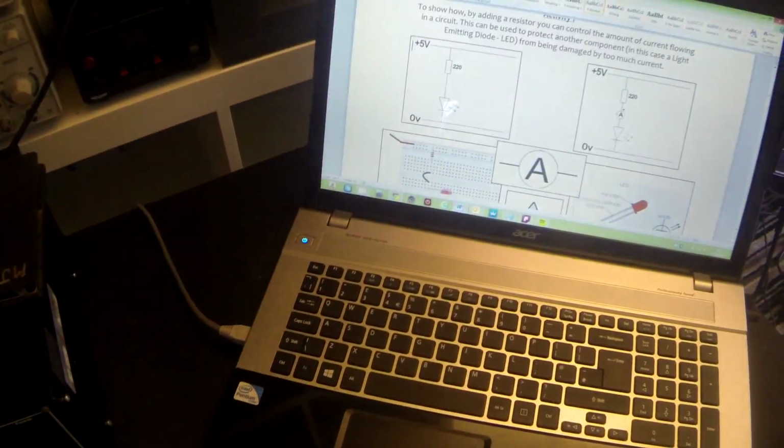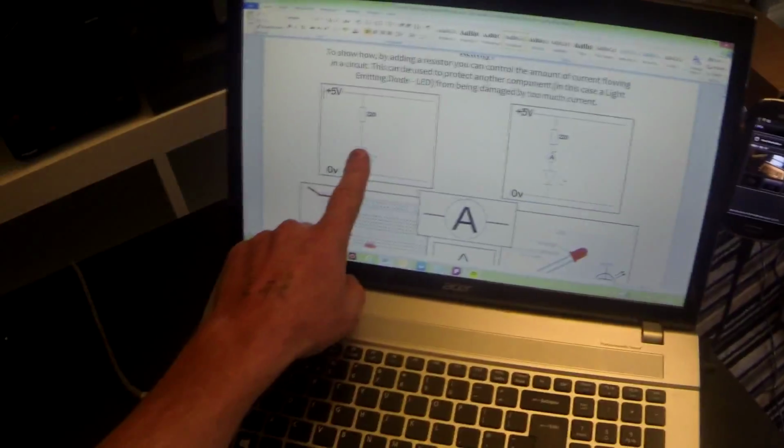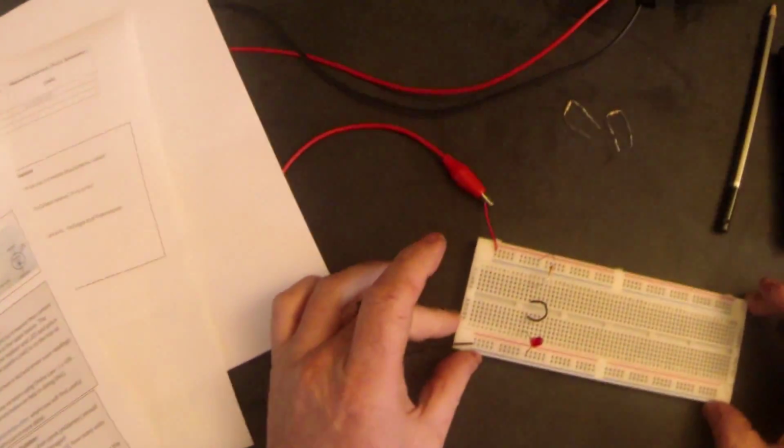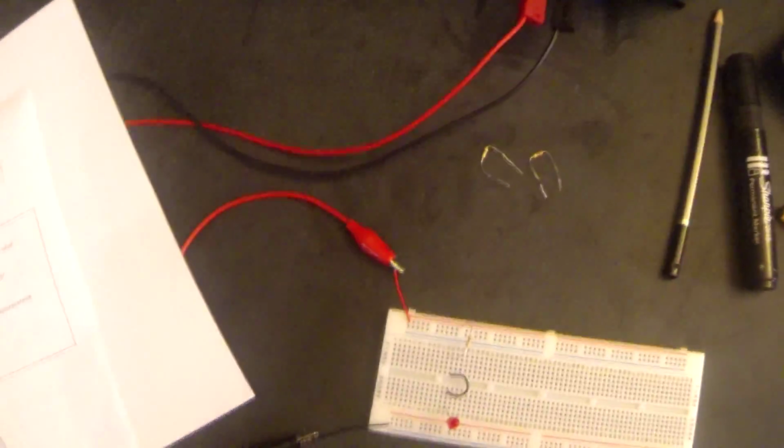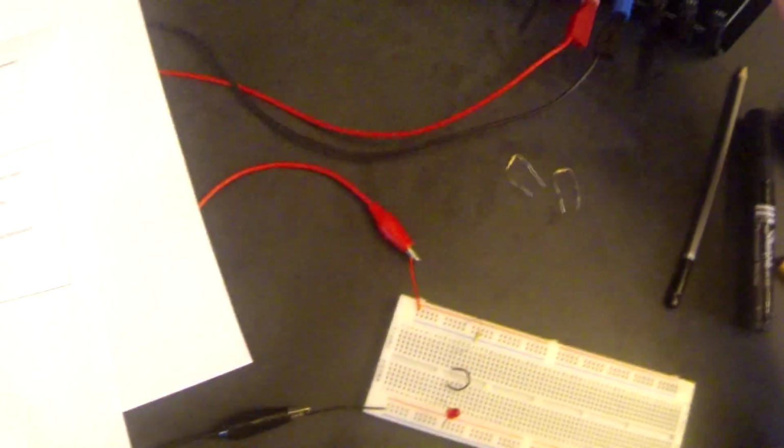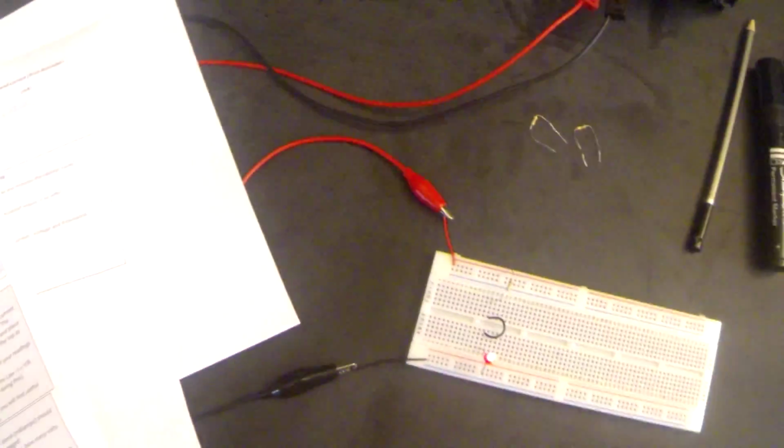Okay, let's go back to our circuit. So here is our circuit. Let's have a look at it. Now, I'm going to turn on the power supply. Hopefully you will see the LED come on. And there we go.